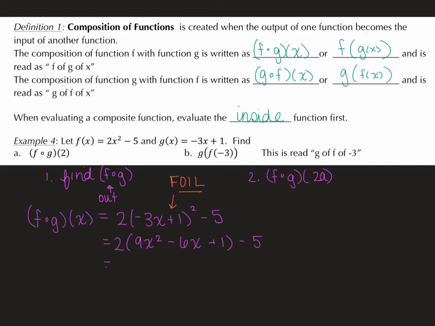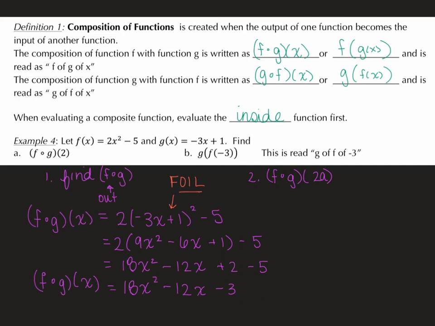Now we can just keep using a little bit of algebra skills. So we're going to end up with 18x squared minus 12x plus 2 minus 5. And then we're going to have, let's see, 18x squared minus 12x minus 3. So this is our f of g of x. And you can rewrite it if you'd like, just so we know what we found. Now we can use this for our second problem.